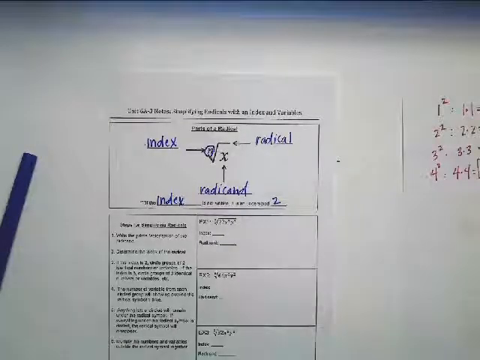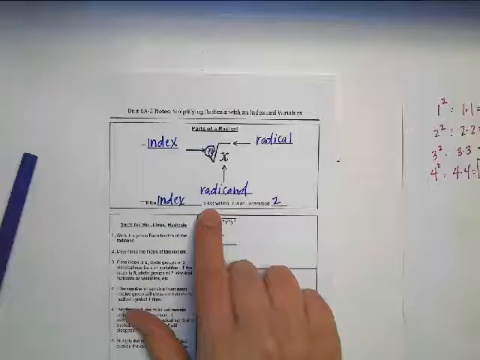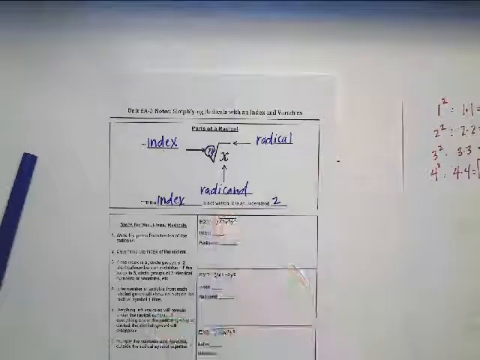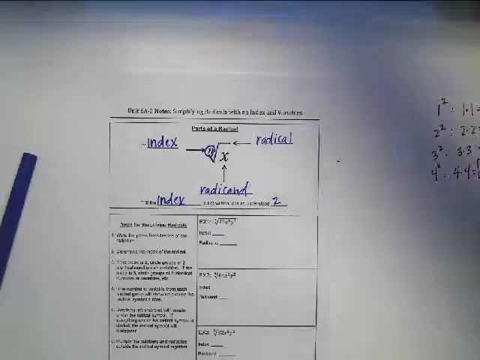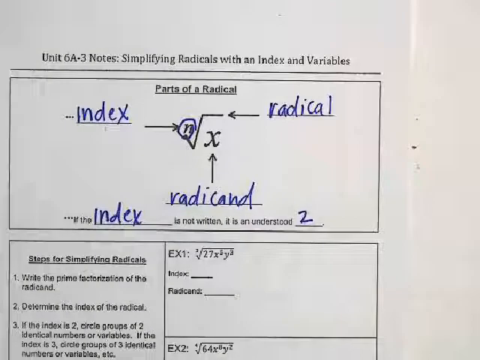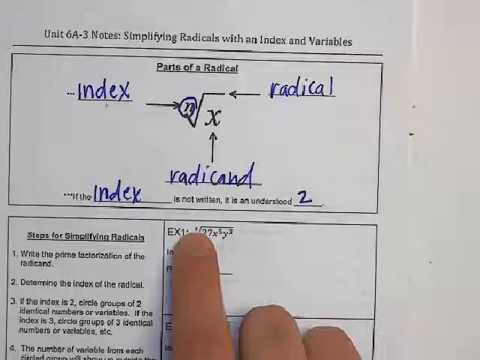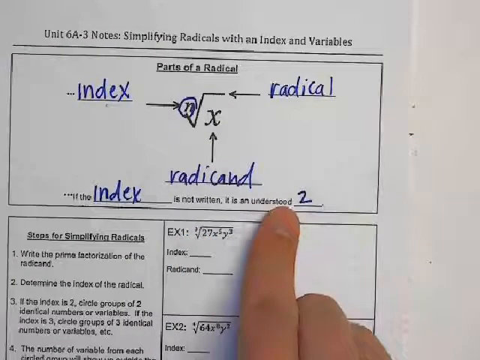6A-3, simplifying radicals with index and variables. Alright, so we labeled our parts, the index, radical, and radicand. Then it says, if the index is not written, it is an understood 2. So like we talked about the other day in the last notes, there was not the little numbers out here. So if there's not a little number, then it is a 2.